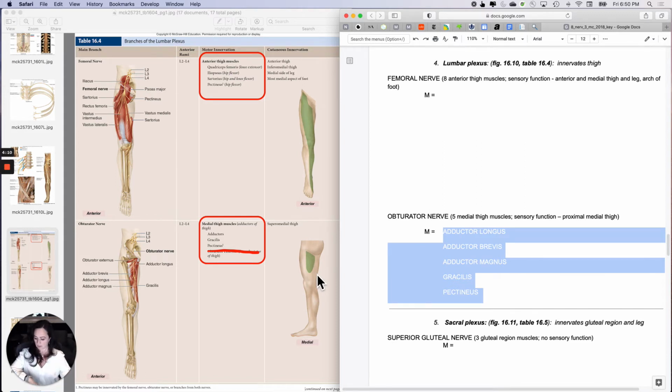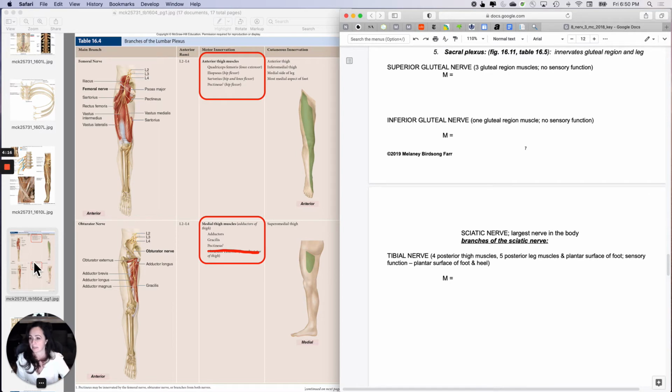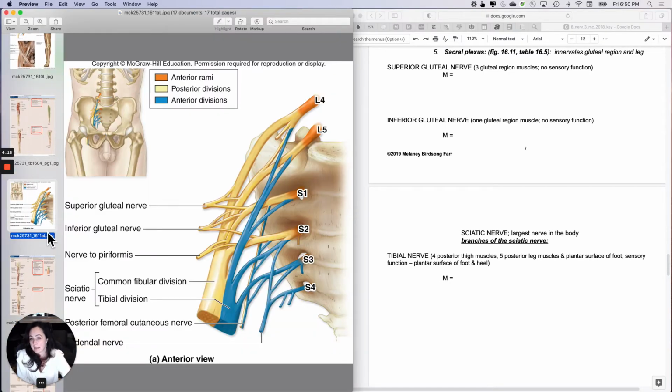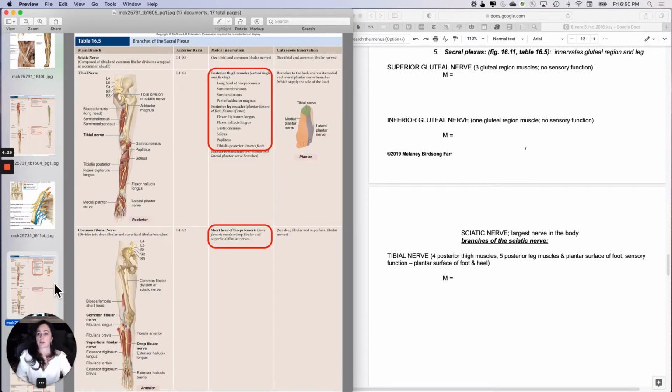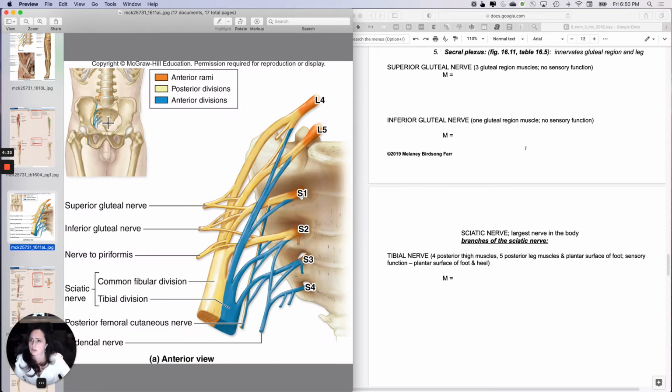Cool? Okay. And then next plexus, last plexus, is the sacral plexus. And how do you find the sacral plexus? Well, it's got a sacrum on it, right? So what does the sacral plexus do? You've got a few muscles that you have to learn out of the sacral plexus. First off, when you find the sacral plexus, look at this picture.